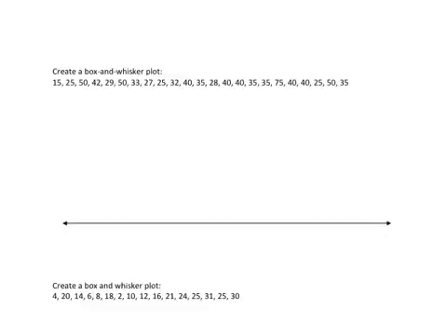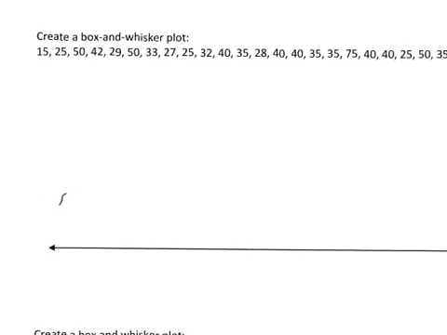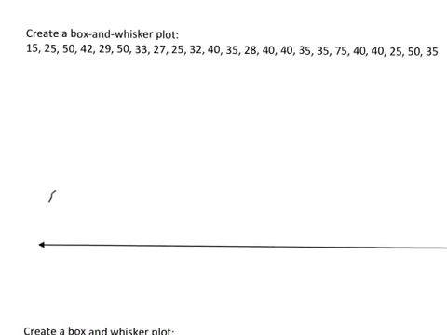So we're going to go right here. We're creating a box and whisker plot for this set of numbers. I'm going to try to make it a little bigger. So we have this set of numbers here: 15, 25, 50, 42, 29, 50, 33, and so on, all the way up to 35. The least number I have there is actually going to be a 15, and I go all the way up to 75. So that's going to be quite the big stem and leaf plot.